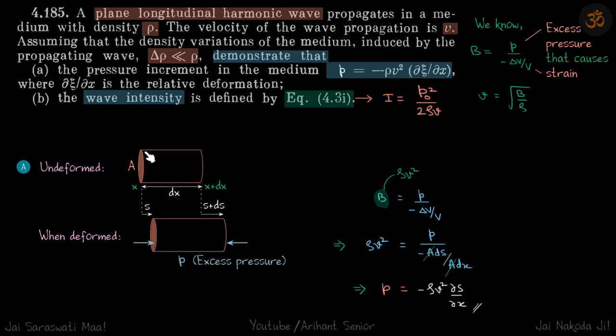by taking a cylindrical element. So this point is at a distance x and this point is at a distance x plus dx. These are the positions of these 2 points of the cylindrical element, which are separated by distance dx. So this is when the medium is undeformed. So when the wave passes through it, let's say the displacement of this point is s and displacement of this point is s plus ds.